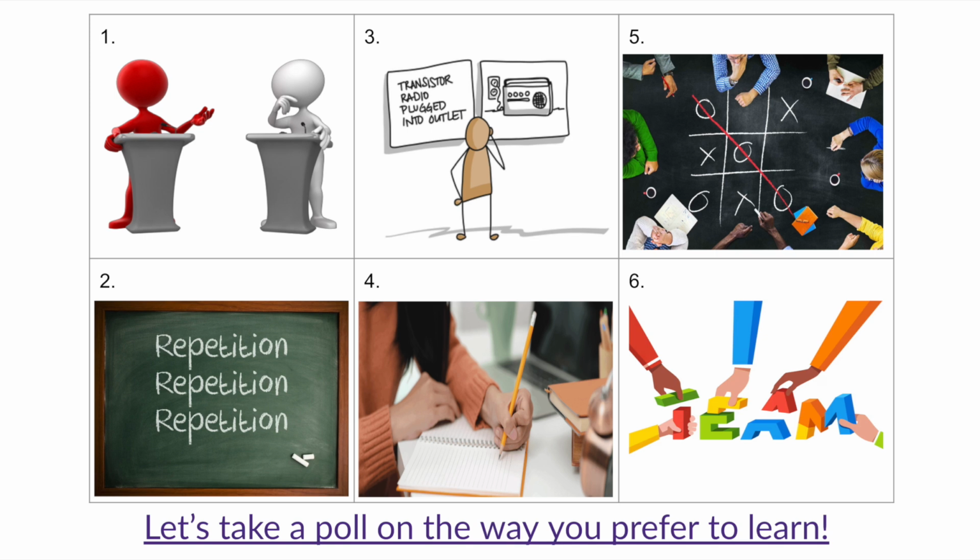If you're somebody that likes the activities, the engagement, the role playing, just moving around, and that's how you remember and learn, then you would be a five. And lastly, if you're somebody that likes to work within a team and have a role in that team, and you like that would be your way of learning, you would be a six.